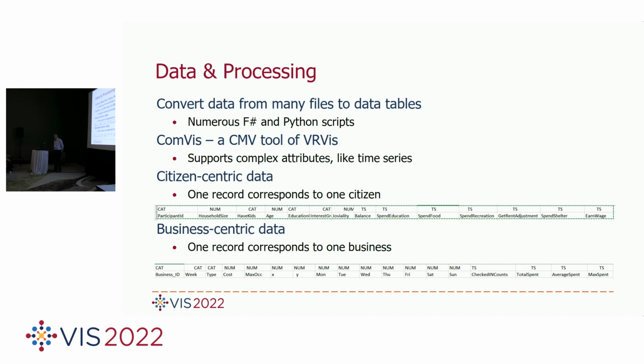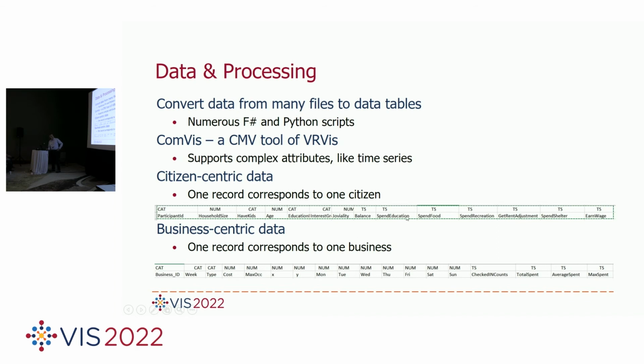We are using in this challenge Convis. This is our coordinated multiple views tool developed at VRWIS, which supports complex attributes like time series and other stuff, and advanced brushing techniques. What I mean with complex attributes: we created two data sets. One is citizen-centric and one is business-centric. In the citizen-centric data set, one item is one citizen, so it has different kinds of attributes like participant ID, household size, and so on, as we heard today.